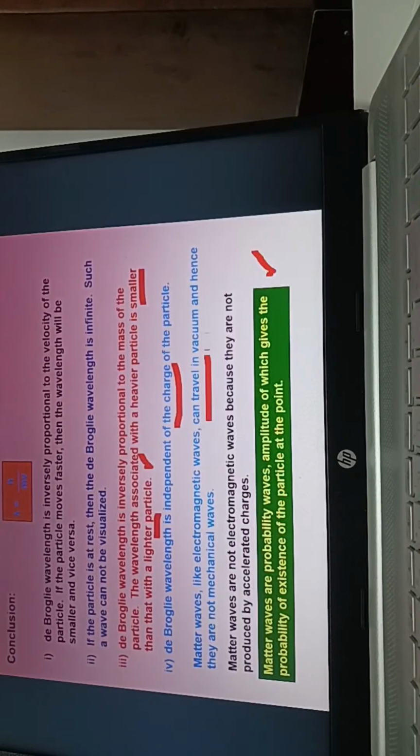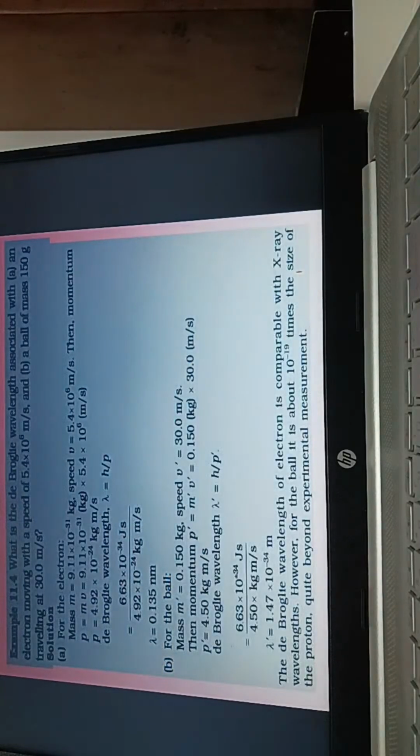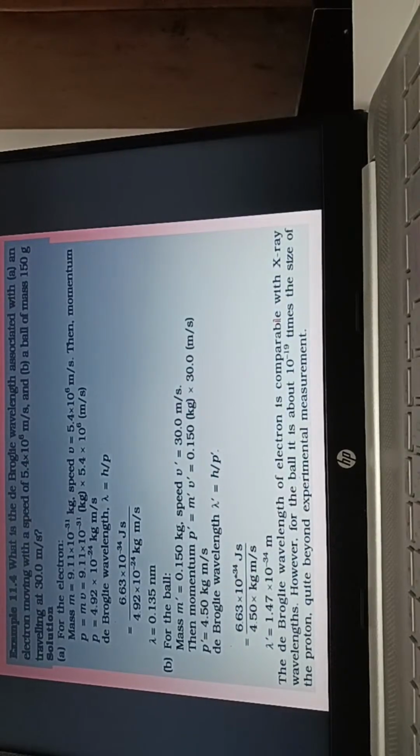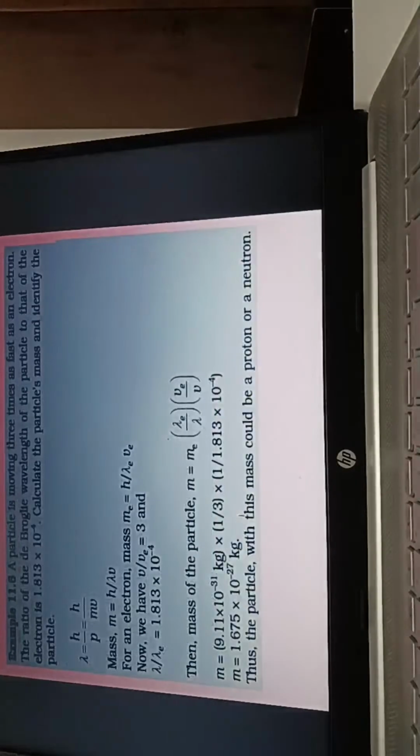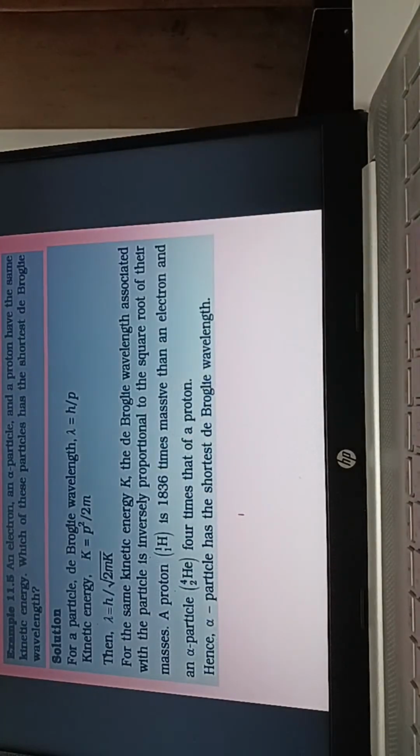This I already told you. Chapter completes. One question is here. Just read it out. If you are good enough, then you can. I will skip this. One more problem, two more problems are there. 3, 7. That's all. The Davisson-Germer experiment is not there in your syllabus. At the time of JEE, I will help you.